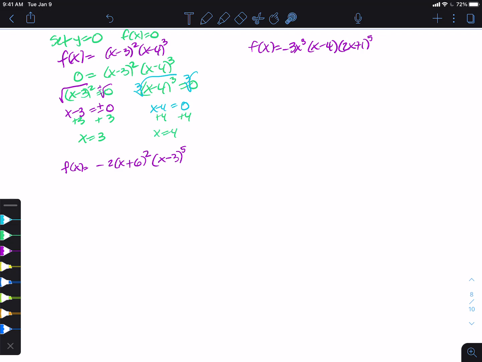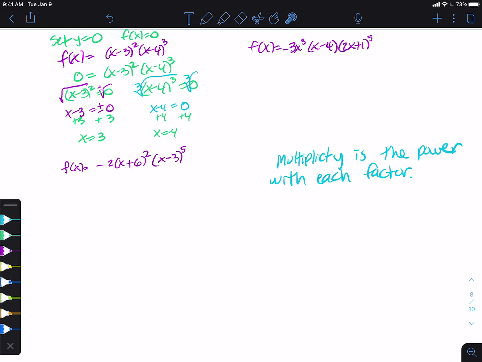Now notice when we took the square root of 0, it was 0, and when we took the cube root of 0, it's 0. So this power here is not going to impact when you're setting it equal to 0. However, it does have an impact on what happens at the x-intercept. What we refer to this as is multiplicity. Multiplicity is the power with each factor. So each factor has its own multiplicity.